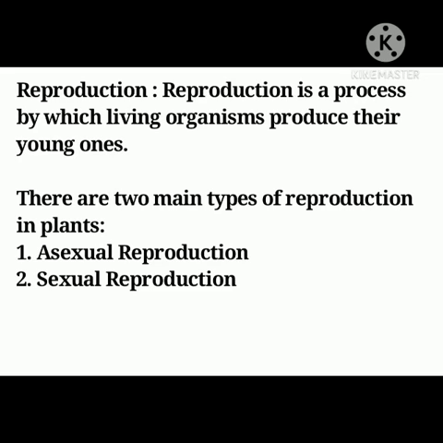All the plants and animals die after completing their life cycle. Thus, new organisms must be produced to take their place. Reproduction is the process by which living organisms produce their young ones, or by the process of reproduction a new individual is produced.